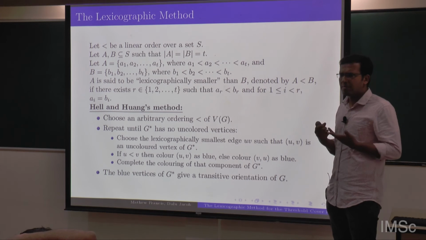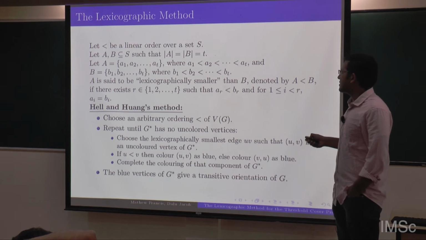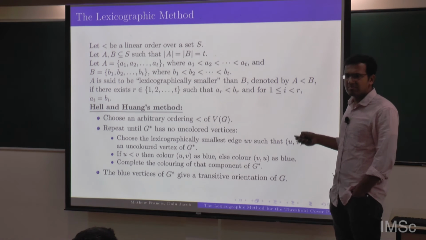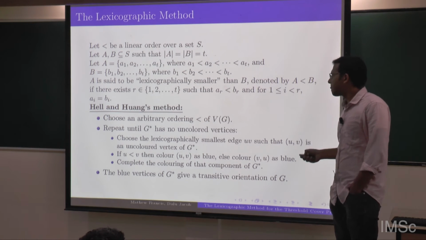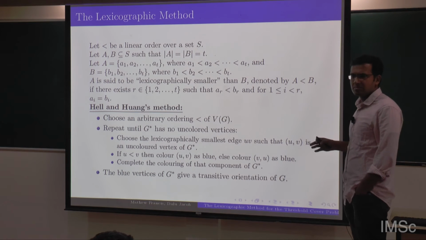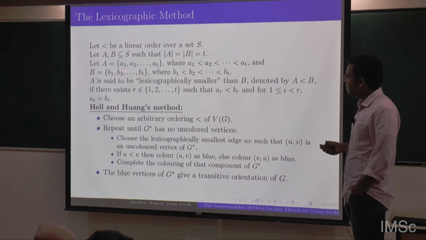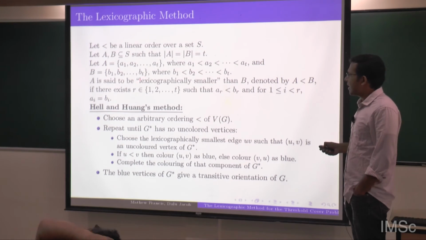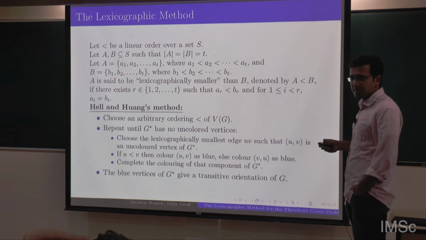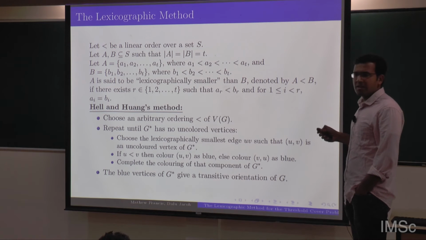So what do you mean by lexicographic comparison? Let us say that you have some set S, and this less than is some linear order over the set S. It is some ordering of the elements of S. And let us say that you have two subsets A and B of S which are of the same cardinality, T elements each. Let A1, A2 to AT be the elements of A written in the order in which they appear in this linear order less than, and let B1 to BT be the elements of B written in the order in which they appear in the linear order less than.